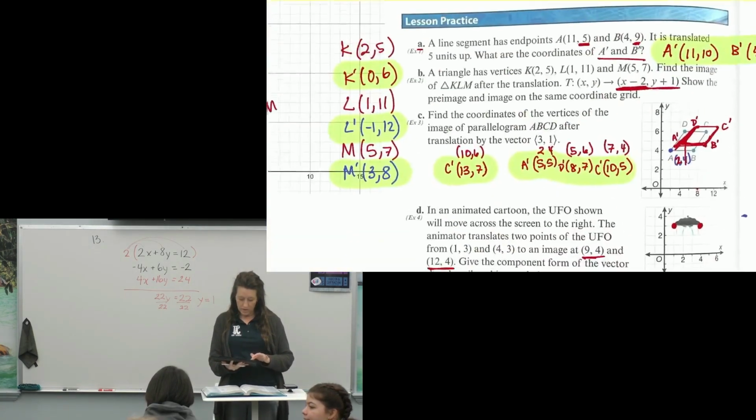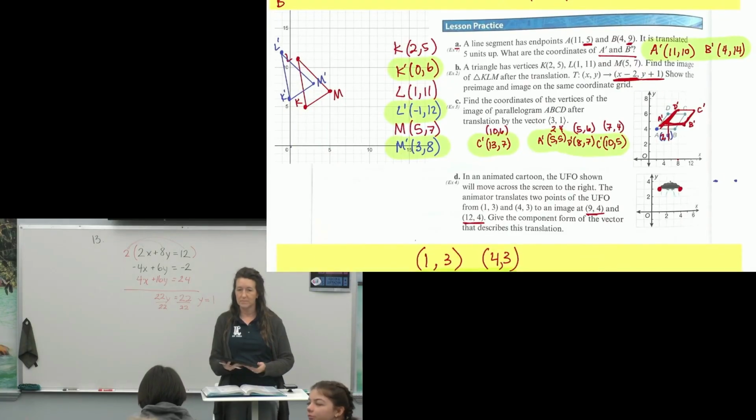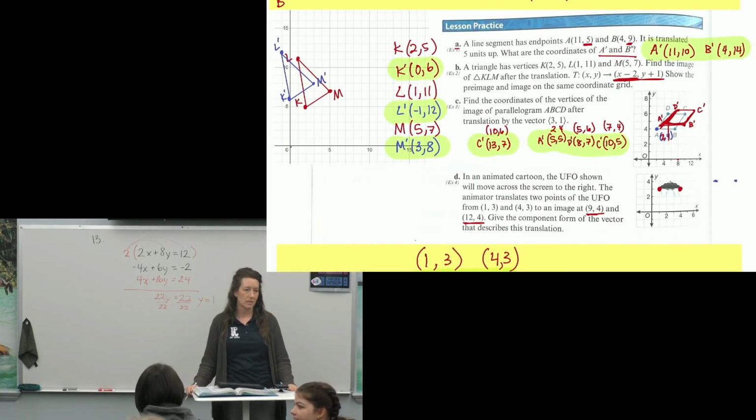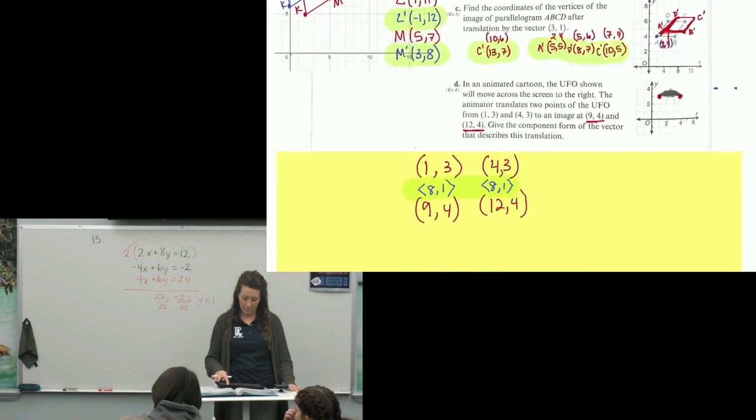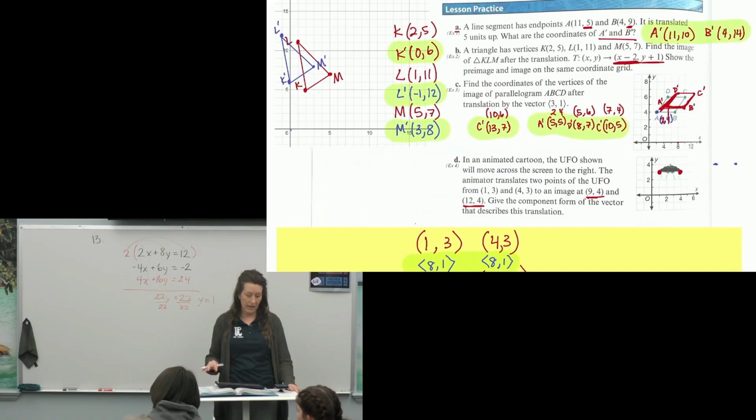Okay, so this was the homework from lesson 71 that we did before the test, where we were doing some translations. Remember that? And vector translations and stuff like that. Actually, we did this on Tuesday.